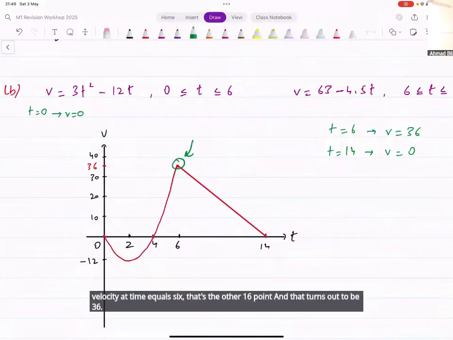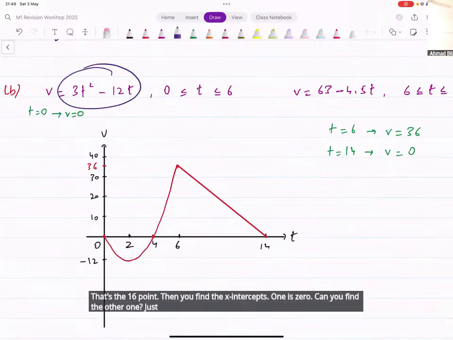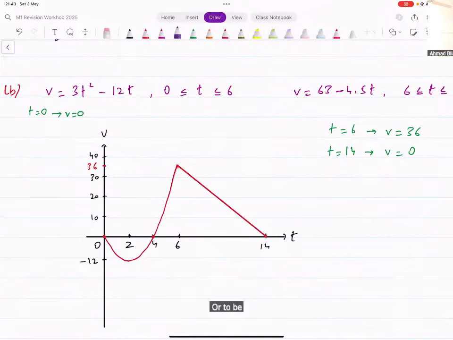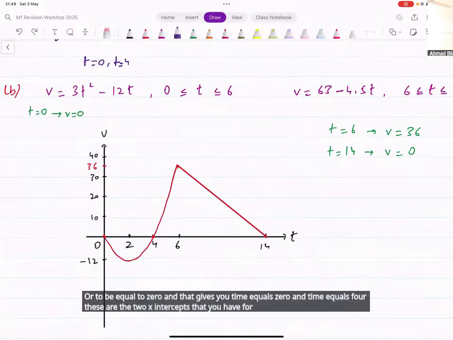That's this extreme point. Then you find the x-intercepts. One is 0. Can you find the other one? Just factorize this. Put v equal to 0. And that gives you time equals 0 and time equals 4. These are the two x-intercepts that you have for this graph. And the turning point, therefore, is going to be in the middle of them.